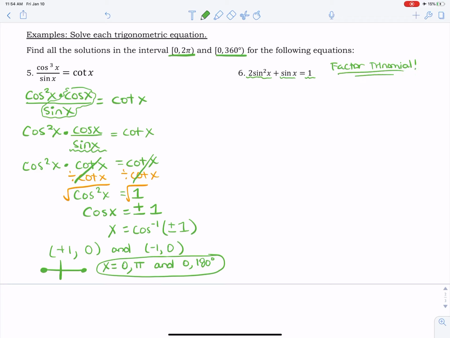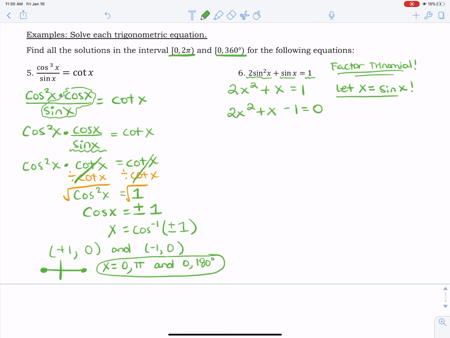And the way you're going to factor a trinomial is with headphones or big X, however you decide. But we are going to let x equal sine x. That's very, very important. Let x equal sine x. So if we let x equal sine x, this is going to be 2x squared, because that's sine squared. So if a single sine is x, then a squared sine would be x squared, plus x equals 1. And now hopefully you can see a trinomial happening. 2x squared plus x minus 1 equals 0.